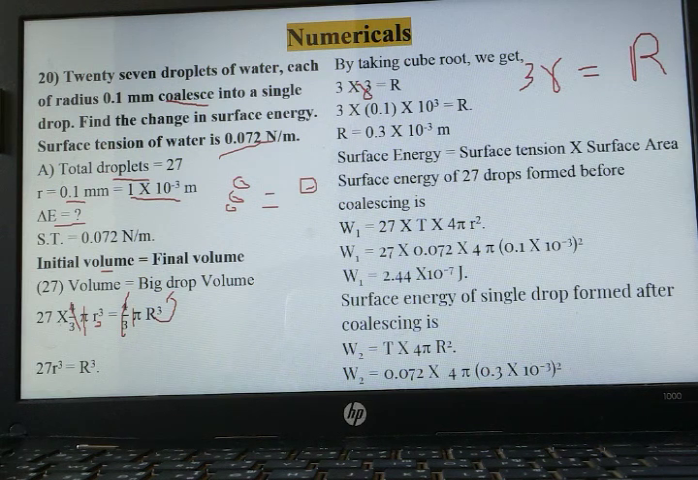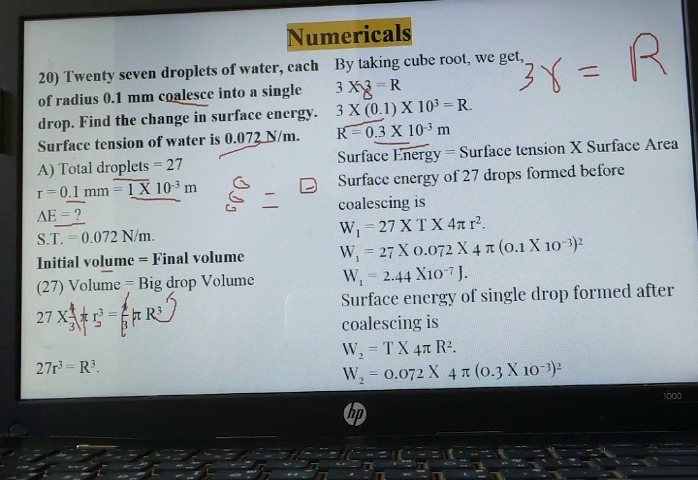So 3 times small r, whose value we know is 10 raised to minus 3. So we will get this answer: capital R's value is 0.3 into 10 raised to minus 3 meter. We will get this value after multiplying.